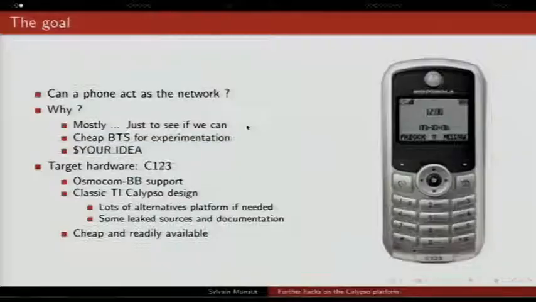Well, several people have proposed use cases for it, and honestly, for me, I just wanted to see if it was possible or not. That's pretty much the only reason I did it. So why this phone? Well, I hope that at least some of you are familiar with Osmocom BB and know that this phone is really flexible, and we've gotten to know it pretty well, and we can do some pretty cool stuff with it. There have been several talks using this platform, including at this Congress yesterday.